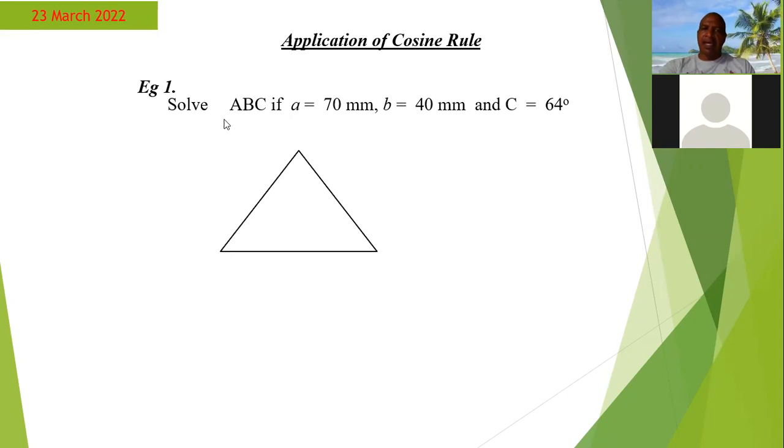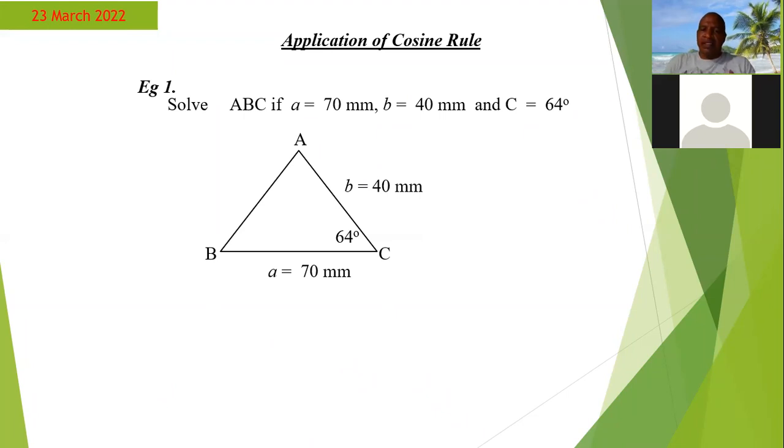All right. Now here we have a question that says that in the triangle ABC, the side A is equal to 70, the side B is equal to 40, and the angle C is equal to 64. So let us put in what we know. We know the side B, the side A, and we know the angle C.